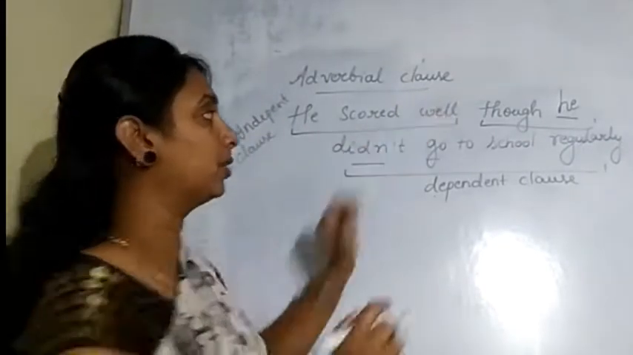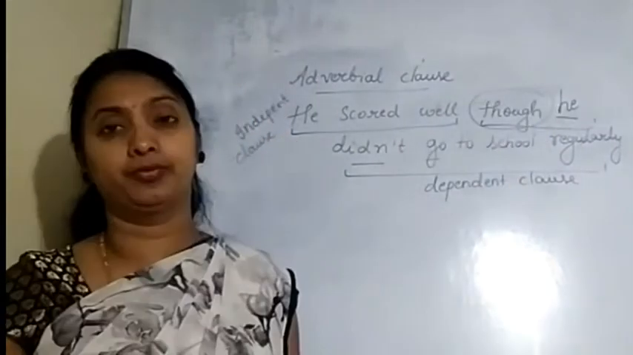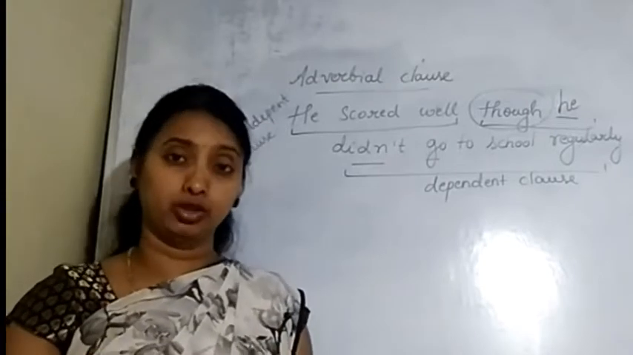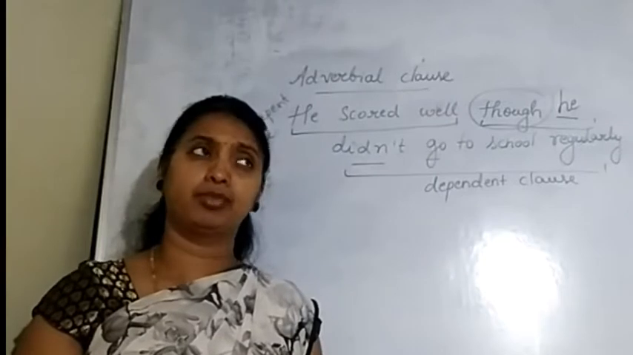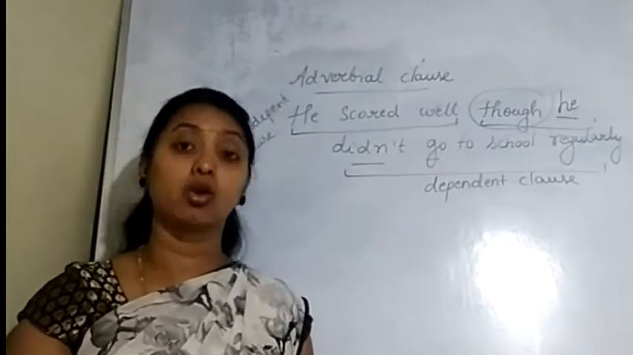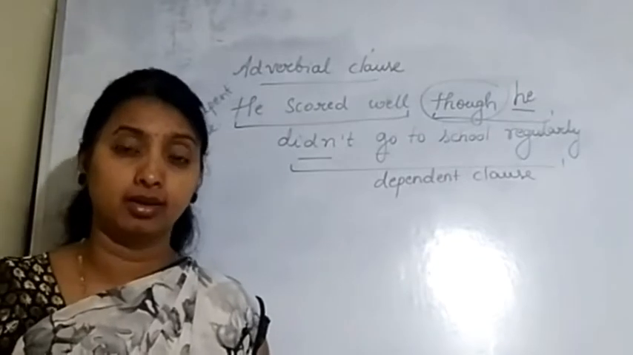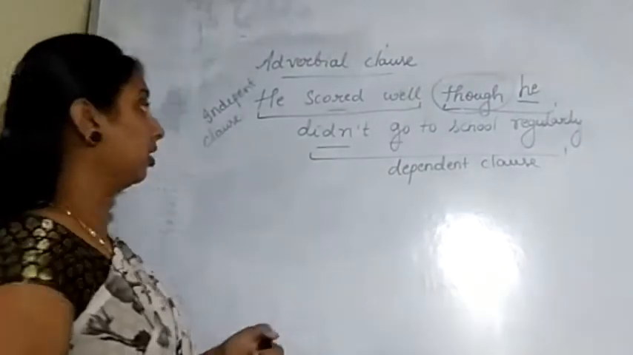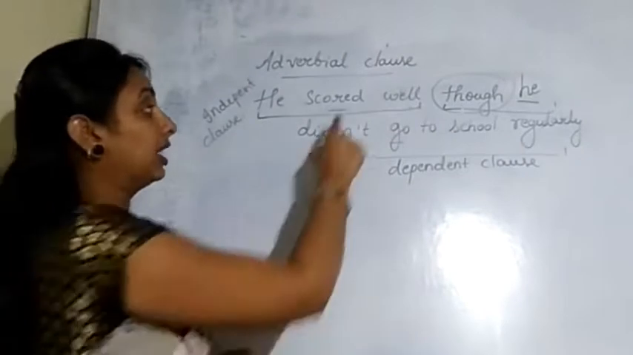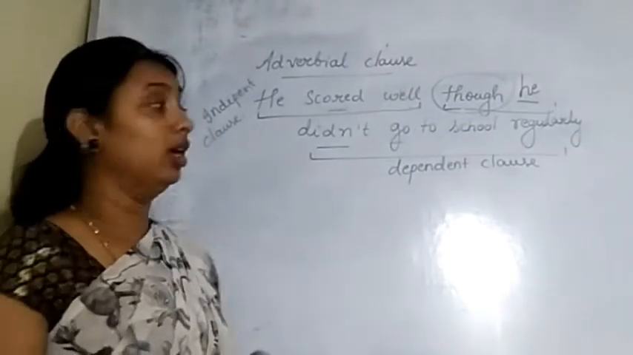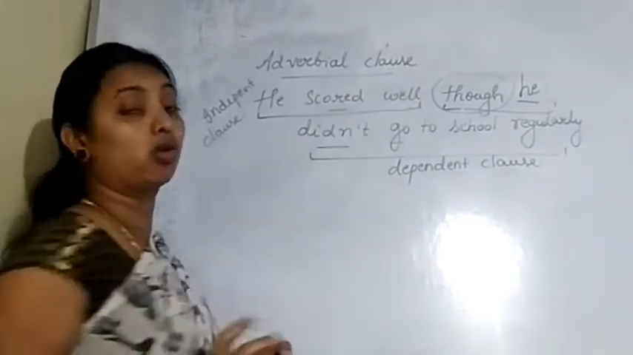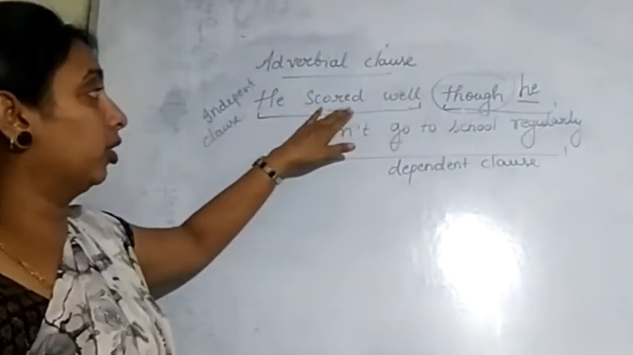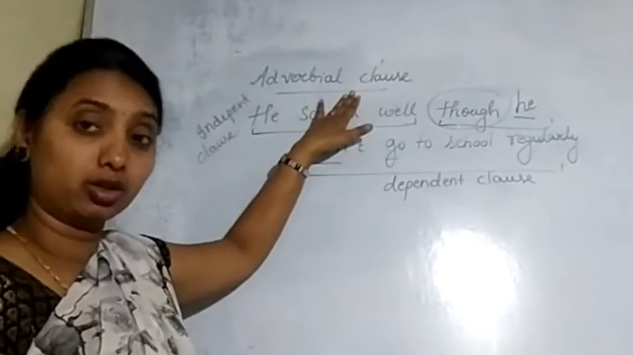Adverbial clause always begins with some subordinating conjunctions. Do you remember we had discussed some subordinating conjunctions? Although, if, even though, since, as if, whenever, whoever, where, when, because, after, before. These words are called subordinating conjunctions. In the sentence, "he scored well though he didn't go to school regularly," he scored, though he didn't go to school regularly. So, this clause is speaking something about this word scored. Scored is a verb and this is a clause. That's why this clause is speaking about the verb. This clause is called an adverbial clause.